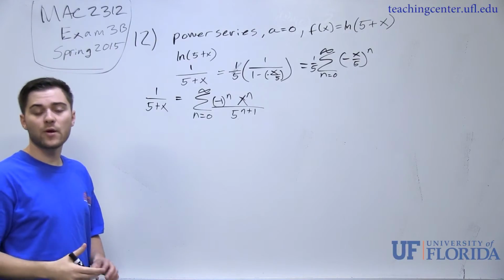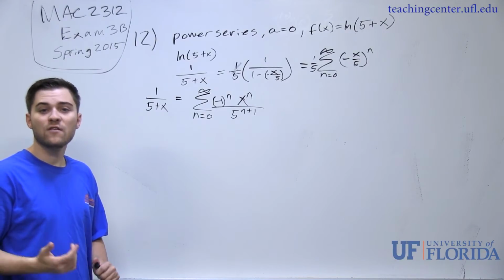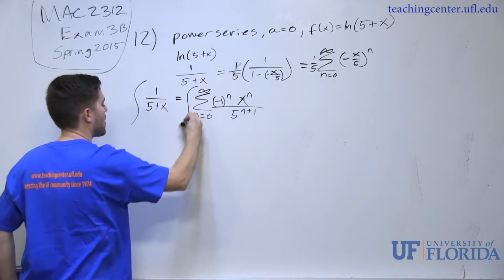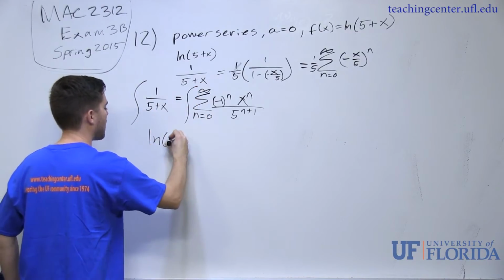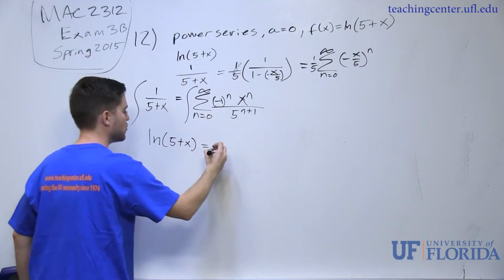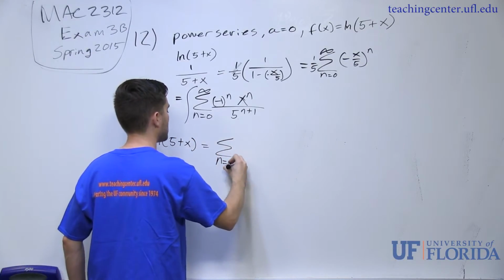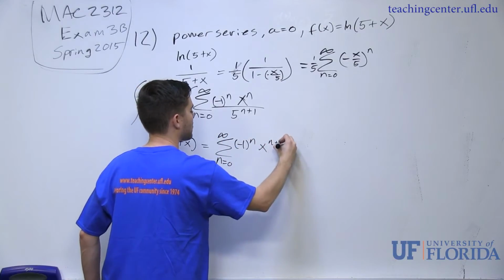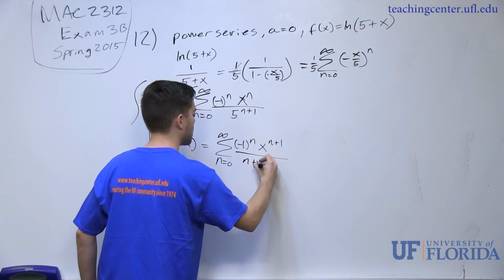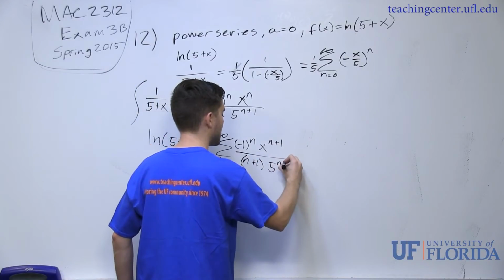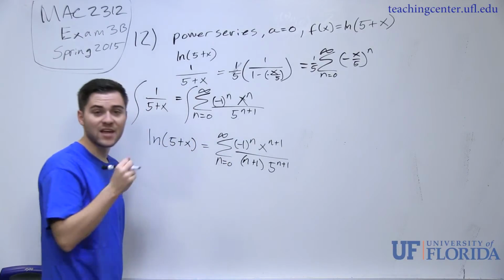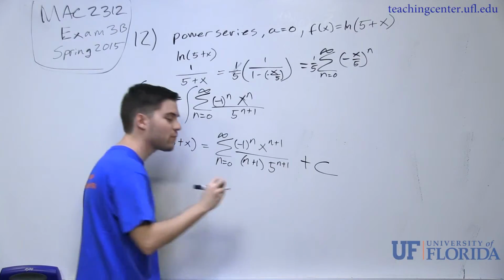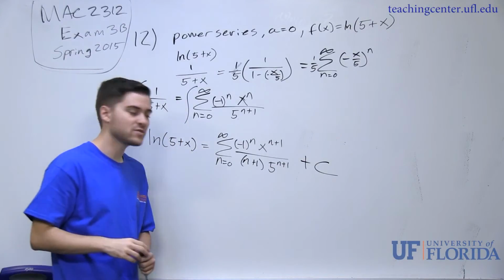So all I have to do is integrate both sides to find the actual definition for natural log of 5 plus x. By integrating both sides, I end up getting natural log of 5 plus x is equal to summation n equals 0 to infinity, negative 1 to the n, x to the n plus 1, divided by n plus 1, 5 to the n plus 1. And of course, because I'm integrating indefinitely, I need to add a plus c to the end of this series. And now I need to solve for that plus c to see what that value is actually going to be.